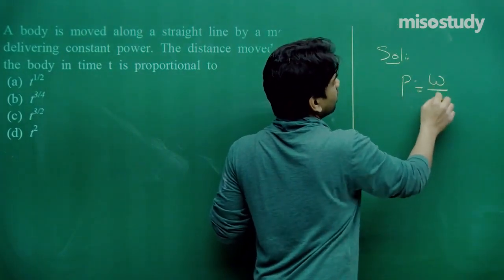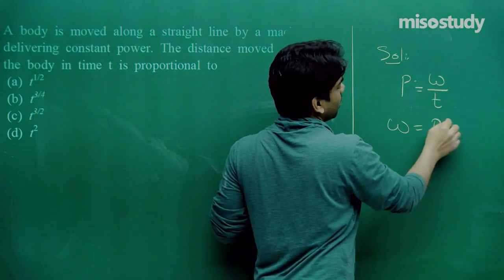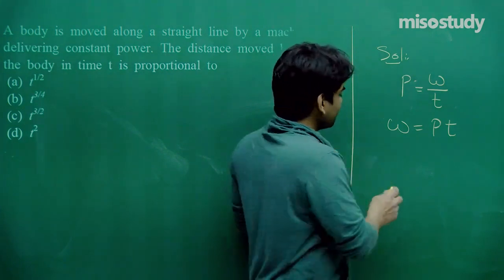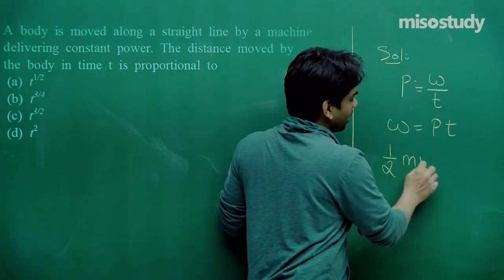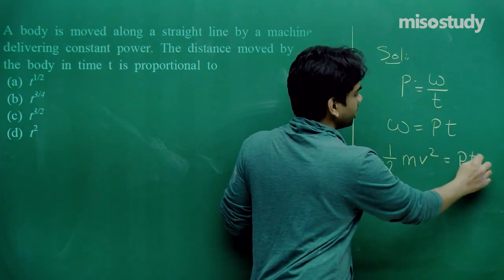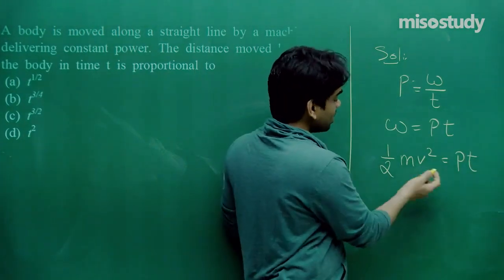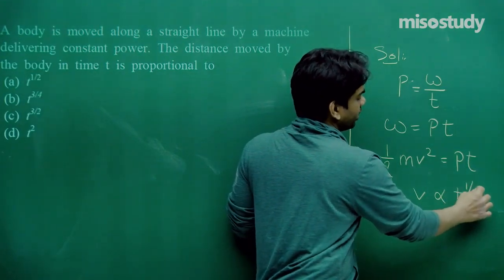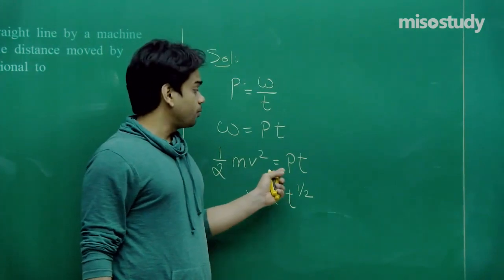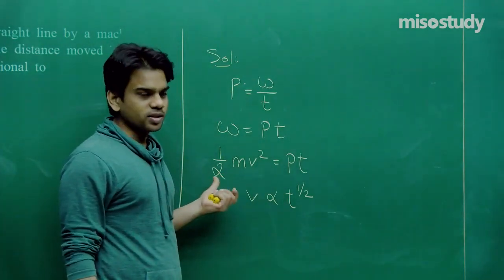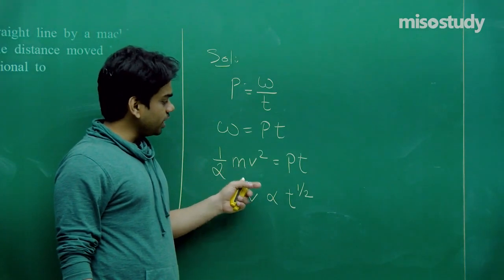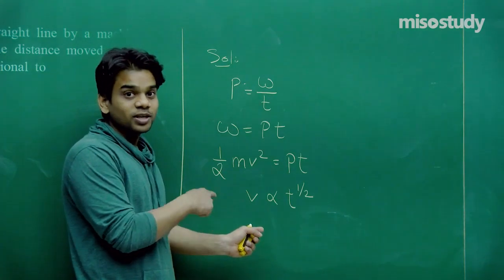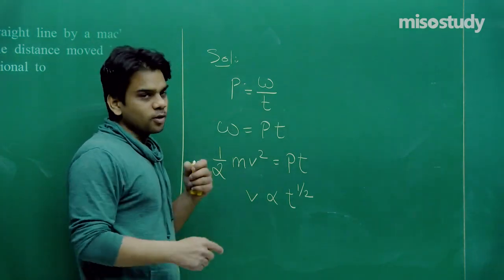Power is equal to work done per unit time. We can write work done is equal to power into time. The work done is the increase in kinetic energy. So we can write half m v square is equal to P into t. Quite obvious. Now you see here, we can easily write that v is proportional to t to the power 1 by 2. Not a problem, because power is constant, mass will be constant, 1 by 2 is constant. And for v square, I have taken the square root, so v will be proportional to t to the power 1 by 2. If not, pause the video and check this equation.